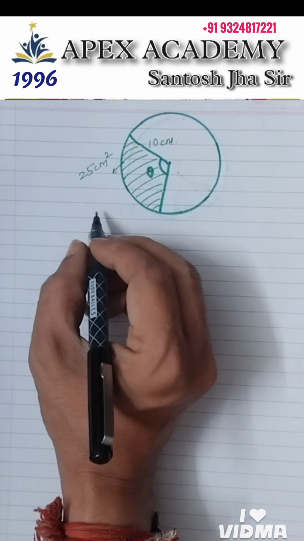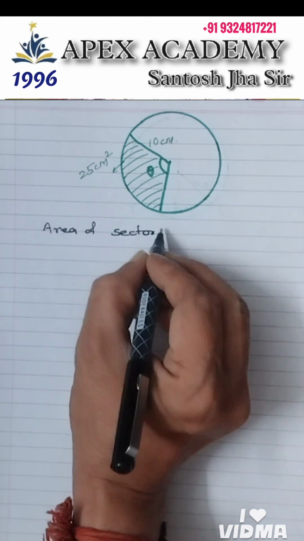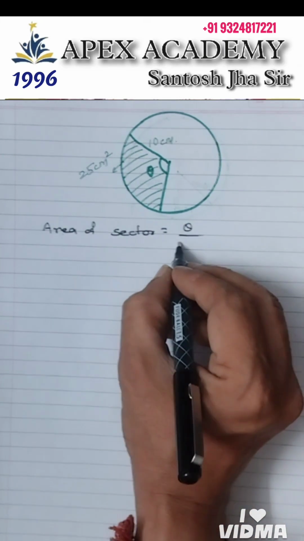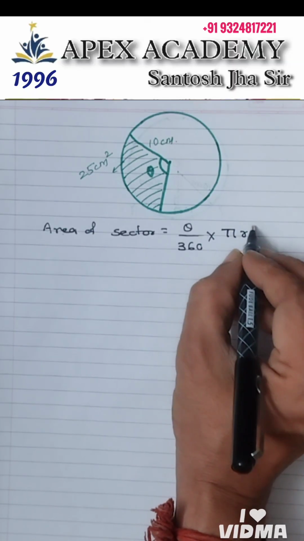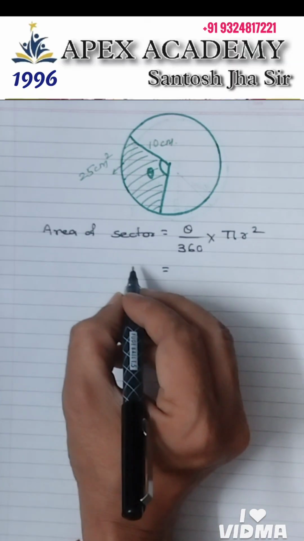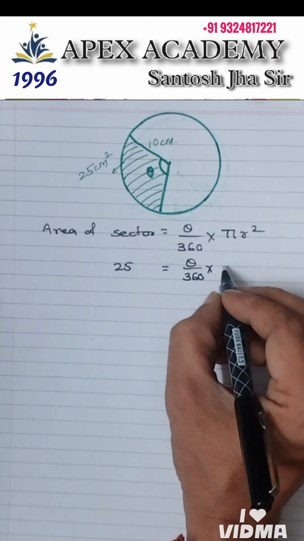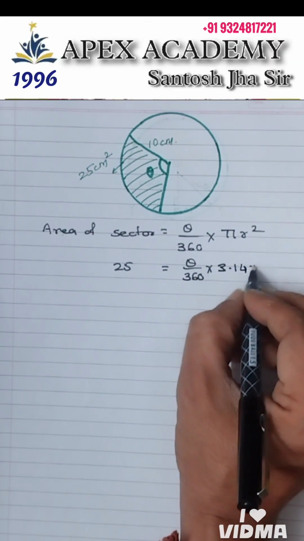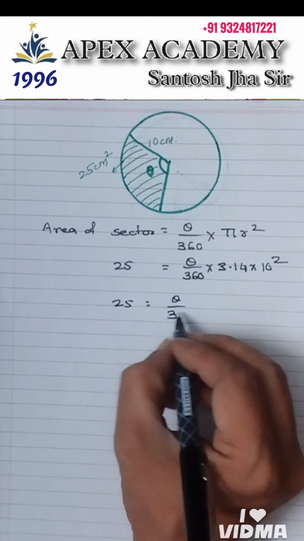In this question, area of sector is given as 25 cm square and the radius is given as 10 cm. So we have to find out the angle theta, as area of sector is equal to theta upon 360 into pi r square. Just substitute the values. Area of sector is given as 25. It is theta upon 360 into pi, which we take as 3.14, and radius is given as 10 square.